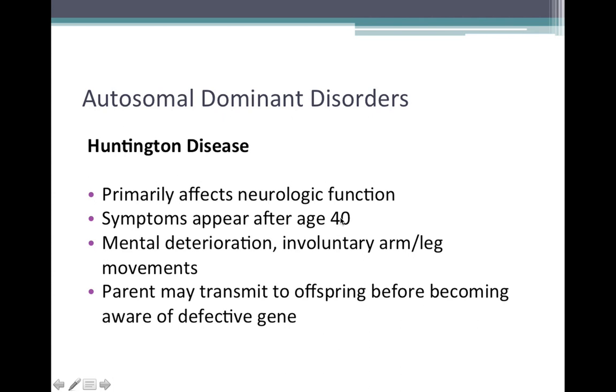So someone could actually have Huntington's disease and not even know it until well after they've had kids. What happens is that we have mental deterioration, which leads to involuntary arm and leg movements. In fact, with Huntington's disease, people can't prevent themselves from having abnormal movements. They start moving their limbs around in a way that looks like a dance. So it's called Huntington's chorea, which basically means dance. The parent can often transmit this disease to their offspring before they even know that they have it.